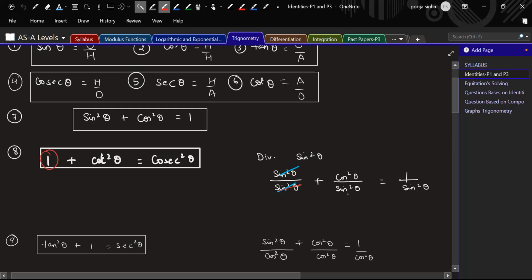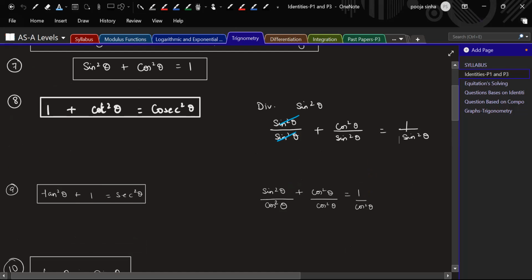Cos theta upon sine theta is cot theta. So you get a cot square theta. And 1 upon sine square theta becomes a cosec square theta. So understood the derivation of the second formula? Okay. So that becomes the 8th identity for you. 1 plus cot square theta is equal to cosec square theta.